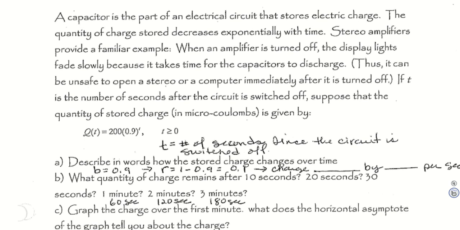So here we go. A capacitor is the part of an electrical circuit that stores electric charge. The quantity of charge stored decreases exponentially with time. So we're talking about quantity of charge, and we're talking about time, and we know that that quantity decreases exponentially. Stereo amplifiers provide a familiar example. When an amplifier is turned off, the display lights fade slowly because it takes time for the capacitors to discharge. You've probably seen that in several different pieces of electronic equipment. Thus, it can be unsafe to open up a stereo or computer immediately after it's turned off because it's still got charge in it.